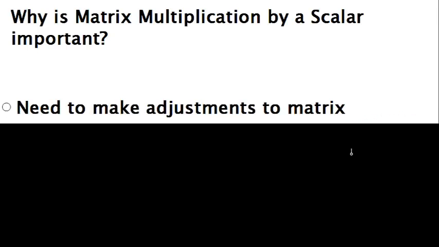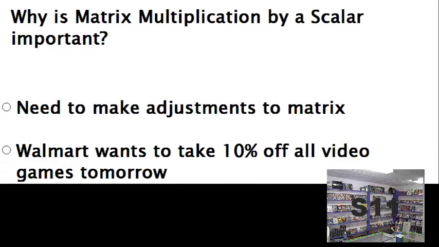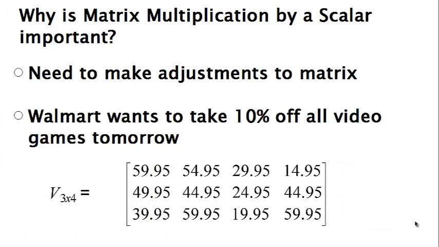Well, it's most important and most useful when we need to make adjustments to an existing matrix. For example, this is the season that everybody's buying things for the holidays. Walmart wants to take 10% off all video games tomorrow, which, as I'm recording this, is Thanksgiving. How do they do it? Is every video game automatically individually reduced in price 10%? No, it's all in a giant matrix.